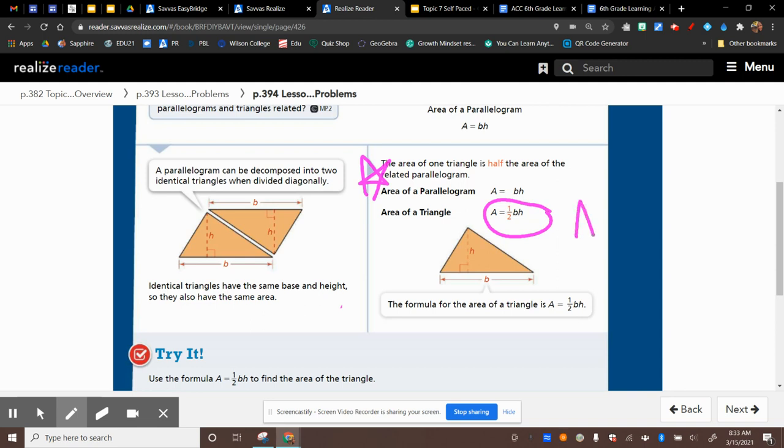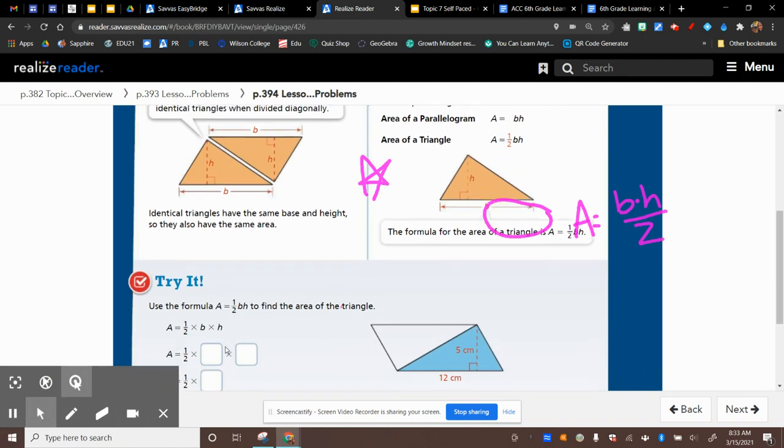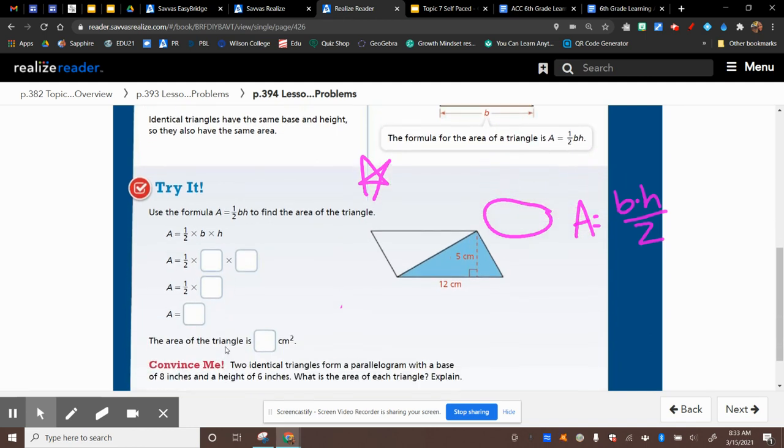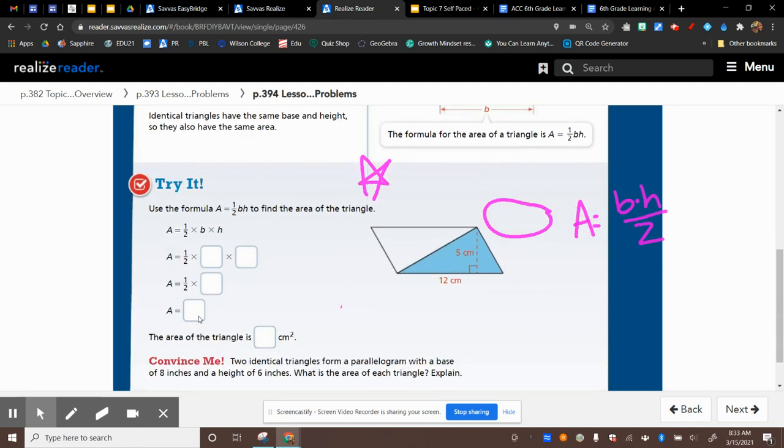It is the same thing as saying base times height divided by 2. Sometimes, depending on the numbers you're working with, it's easier to take half of one of those numbers. Or if you're just going to use your calculator, you can do base times height and then divide by 2. Let's look at the try it. Pause the video and go ahead and fill in those answers.